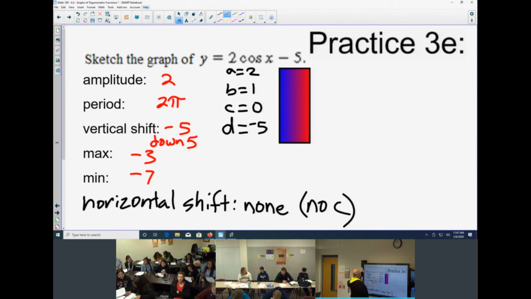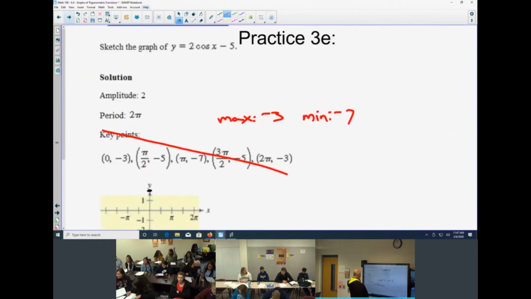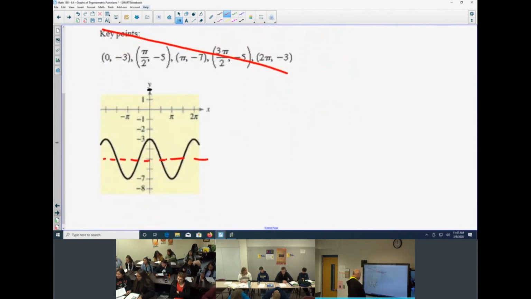And so then to put it all together on the graph, see, because it's shifted down, it's down 5. So it's like y equals -5 is your axis of symmetry here. So then it goes up and down 2 from that. Okay. Any questions?